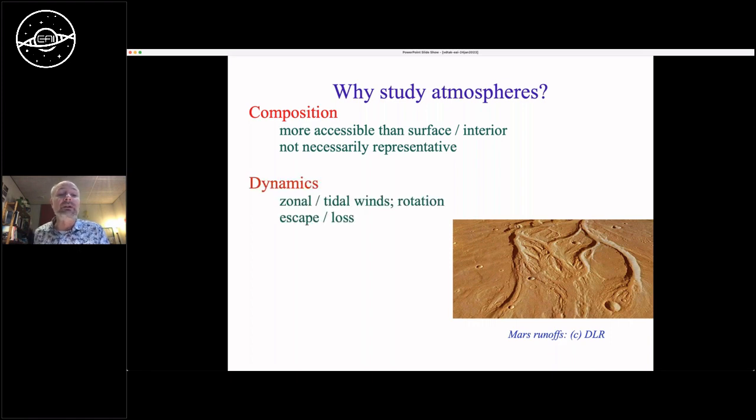Atmospheres are also very interesting because they have a lot of dynamical effects, right? You have winds, you can measure rotation, you sometimes have gases escaping from the atmospheres. So all of that you can also see in exoplanets. Atmospheres also tell you a lot about the formation and evolution of the atmospheres. That's not really today's topic.